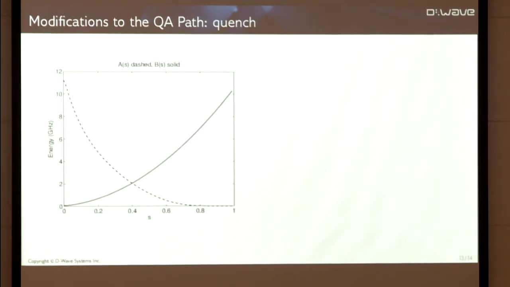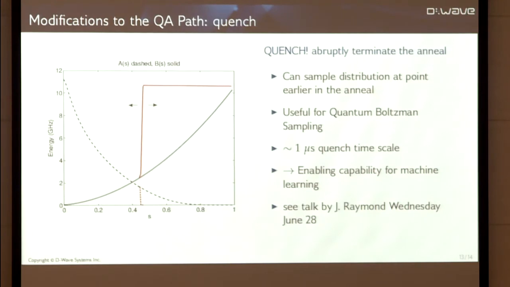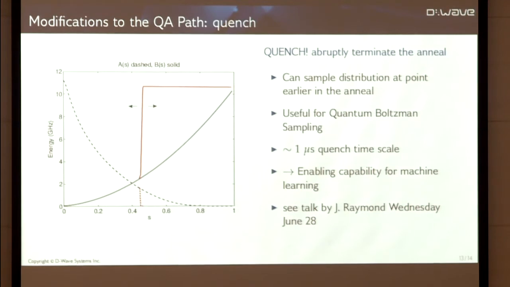Another modification to this global trajectory that we've been studying is a mid-anneal quench. In this case, you can interrupt the annealing process with a very fast ramp. You anneal slowly to some intermediate value of s, and then you pull the barriers on the qubits up quickly, so you decrease A(s) and increase B(s) quickly. Why would we want to do this? Well, you'll hear from my colleague Jack Raymond on Wednesday that this may help us actually achieve quantum Boltzmann distributions midway through the annealing process.